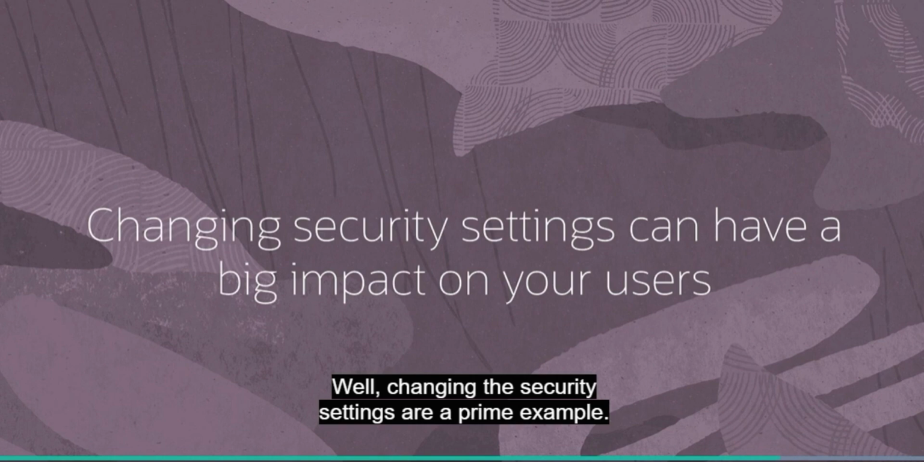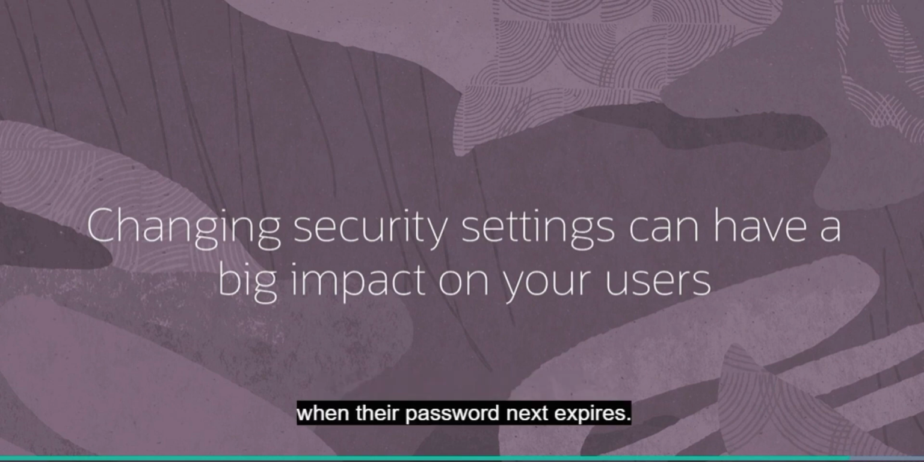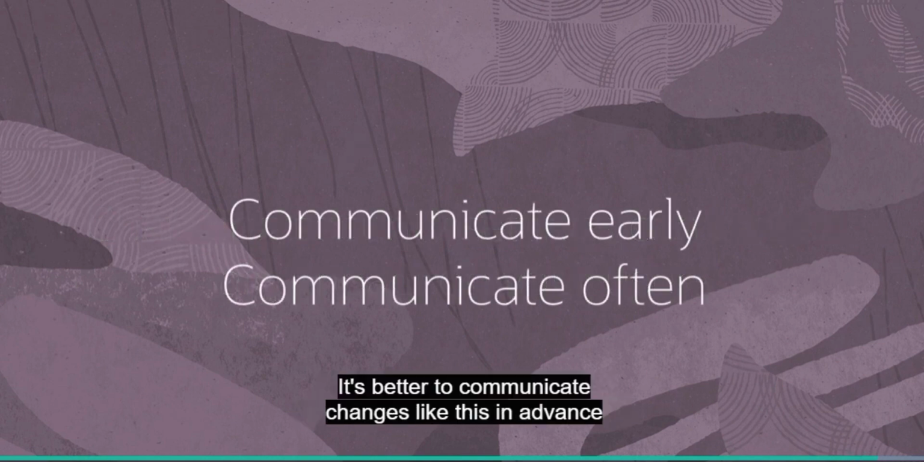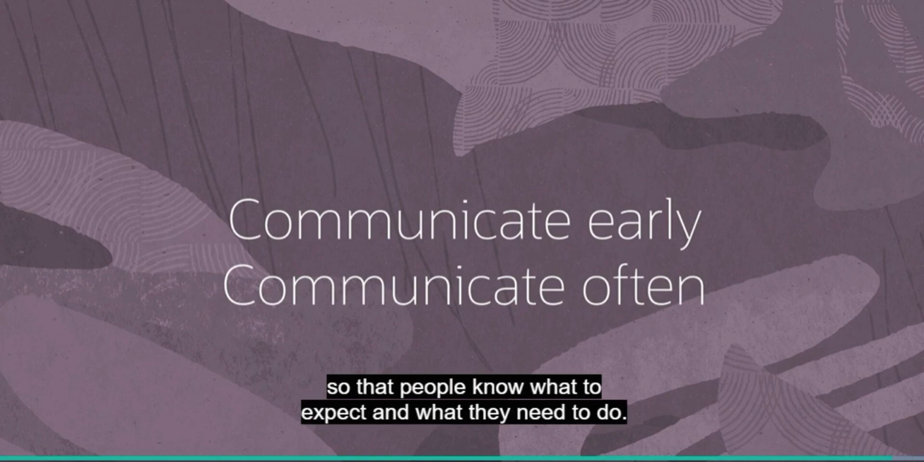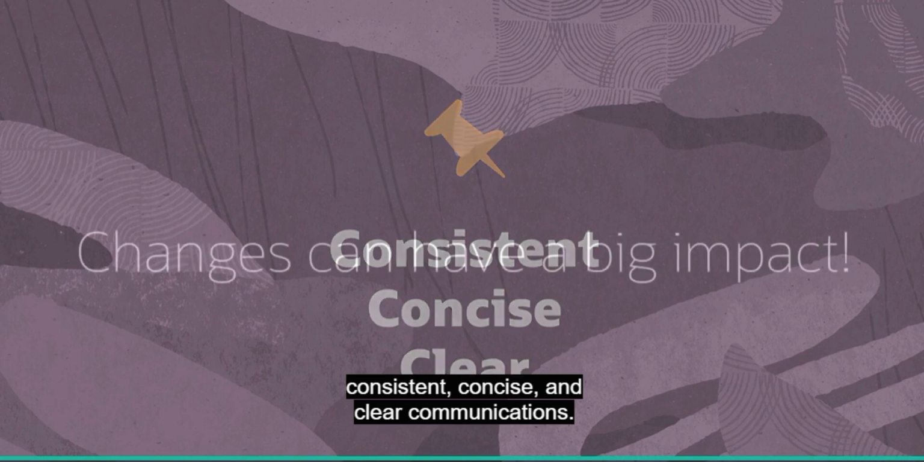We've discussed the importance of communication in other lessons. Well, changing the security settings are a prime example. If you were to just change these settings without telling anyone, there could be a great deal of frustration on the part of the user when their password next expires. It's better to communicate changes like this in advance so that people know what to expect and what they need to do. Remember the 3 C's: consistent, concise, and clear communications.